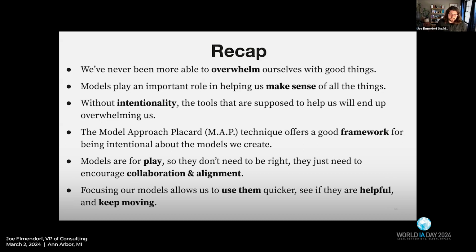And since models are for play, they don't need to be right or perfect. They just need to encourage collaboration and alignment. And by focusing our models, that allows us to use them quicker. It allows us to see if they're actually helpful and keep moving, whether that's great, take what we learned from that model and build on it, or realize that that was based on a hypothesis that didn't pan out and we're going to discard it and try again. Either way, we keep moving and fight against being overwhelmed.